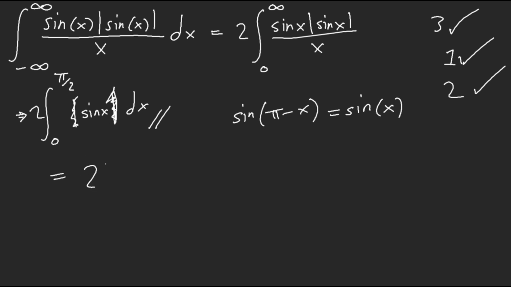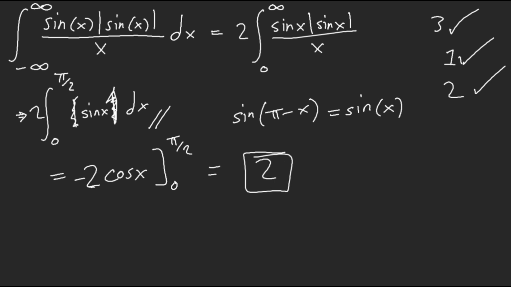So we have 2 negative cosine of x. So our answer would just simply be 2. Okay? Alright, let's go ahead and jump into another example.